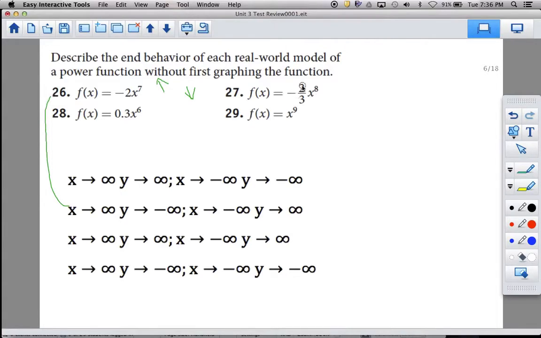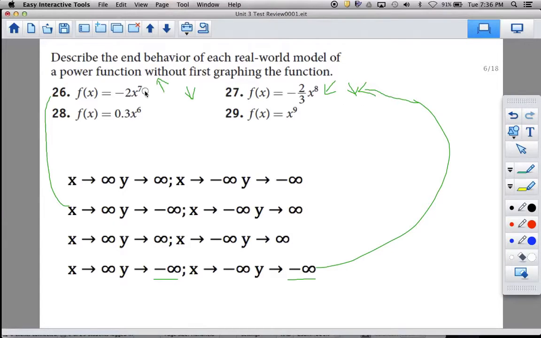Now let's look at 27. Again, I have a negative a value, so my right side is going to go down. Because my exponent is an even number, my left side is going to do the exact same thing that my right side does. So both sides of my graph are going to be pointed down. So I need to find the one where I have two negative infinities for my y's, and that's the one right here. So this end behavior describes 27.